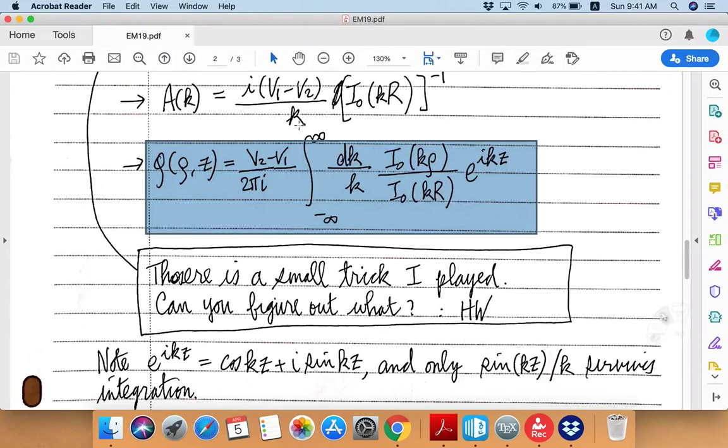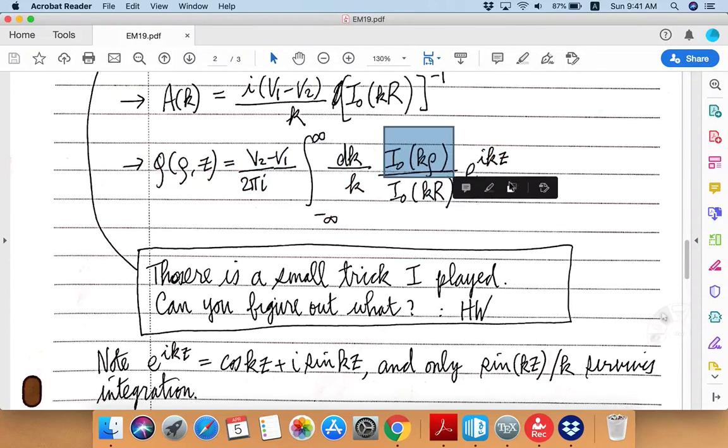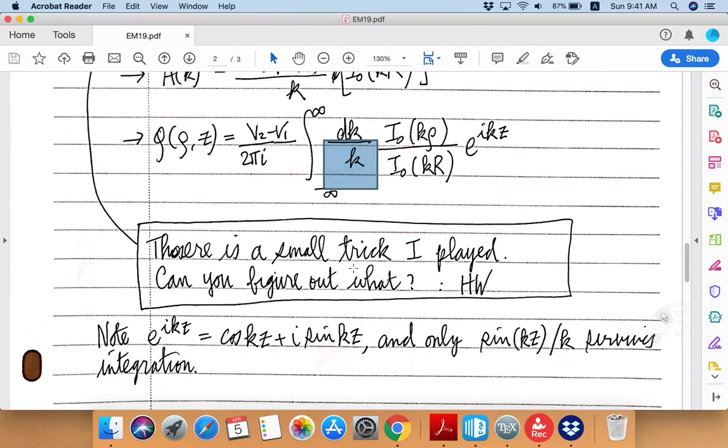So there's a bunch of functions to be integrated over. There's a modified Bessel function, and there's a plane wave, and there's a 1 over k. So it's a lot of functions all strung together to digest and also to integrate over. But now you can see there can be some simplifications.